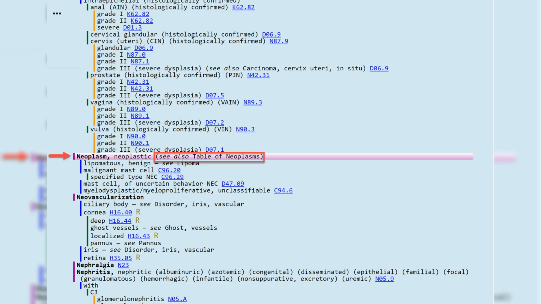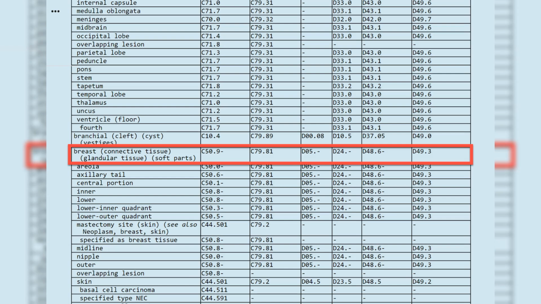Using the neoplasm table is straightforward once you know what to look for. You start by looking up the main term related to the tumor in the alphabetic index. For example, if you're dealing with a breast tumor, you might start by looking up neoplasm breast. The alphabetic index might direct you to the neoplasm table, where you'll find the anatomical site of the tumor, like breast, listed across 6 columns. Each column corresponds to the behavior of the neoplasm: malignant primary, malignant secondary, carcinoma in situ, benign, uncertain behavior, or unspecified behavior.